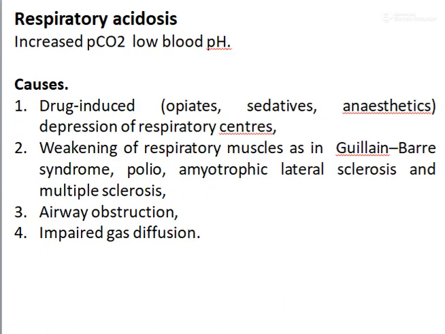In respiratory acidosis, there is an increase in the partial pressure of CO2 and it causes a low blood pH. Causes of respiratory acidosis are drug induced, which causes depression of the respiratory center as in opiates, sedatives and anesthetics, weakening of the respiratory muscles as in Guillain-Barré syndrome, polio, amyotrophic lateral sclerosis and multiple sclerosis, airway obstruction and impaired gas diffusion.